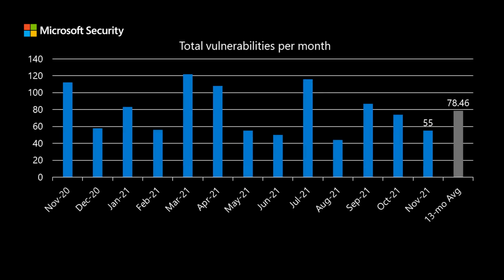So for November, we have 55 total vulnerabilities that are being addressed this month, which is a little bit lower than what we've been seeing over the past 13 months. Our average over the past almost year is about 79 vulnerabilities per month. And so when we look at some of these total numbers of vulnerabilities, we're definitely going to see some smaller numbers this month than what our averages are.